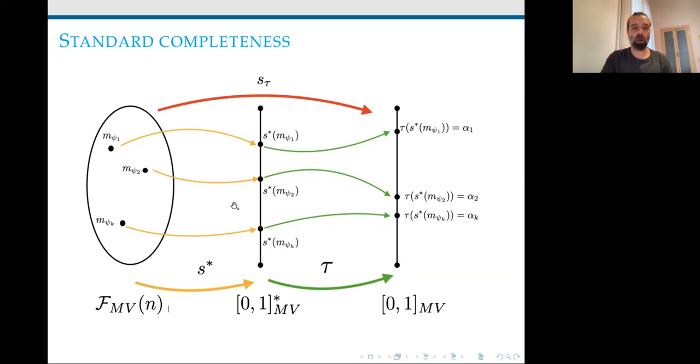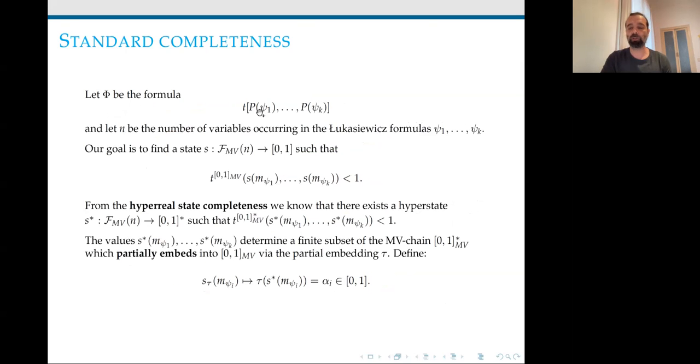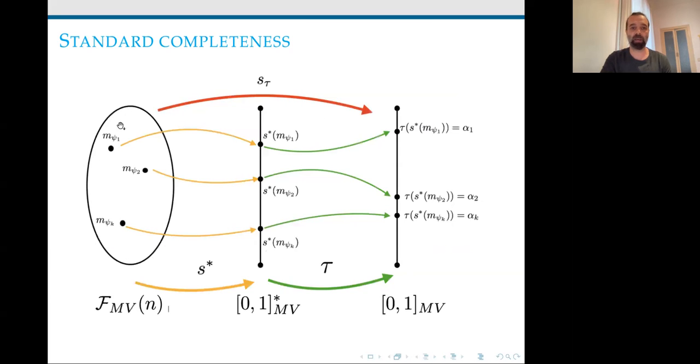So we have our formula phi, expressed in terms of these atomic formulas, P psi 1, ..., P psi k, those are interpreted in the free MV algebra as McNaughton functions M psi 1, M psi 2, etc. So we have hyperstate completeness. So there is a hyperstate that takes hyperreal values and which witnesses the fact that the formula is not true here.